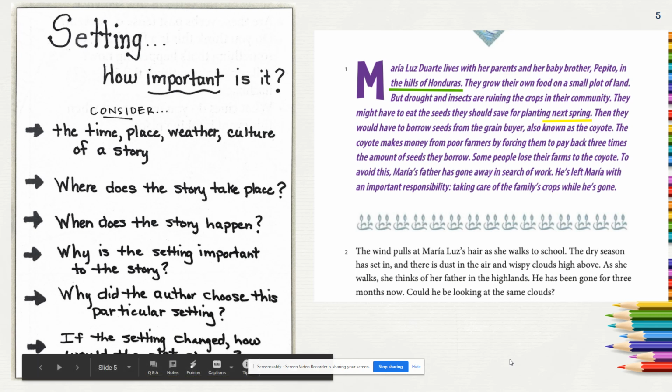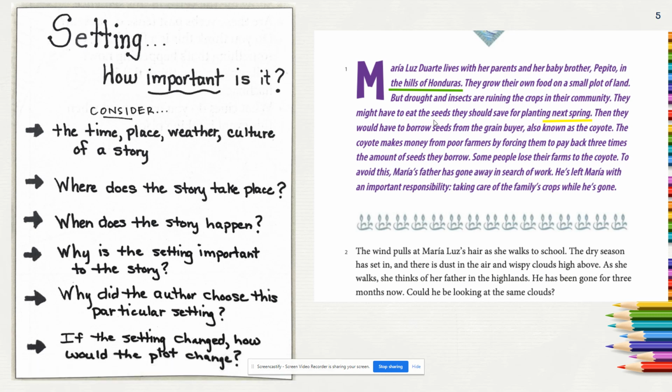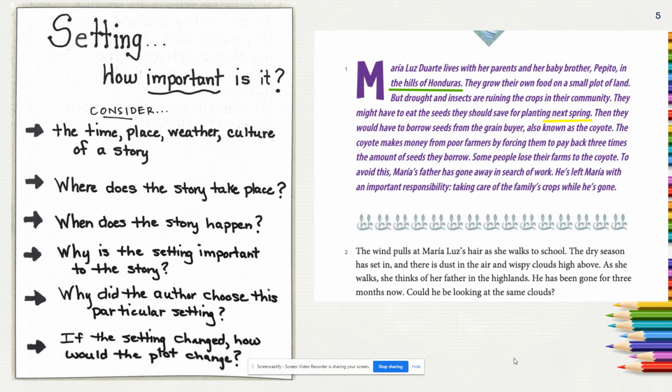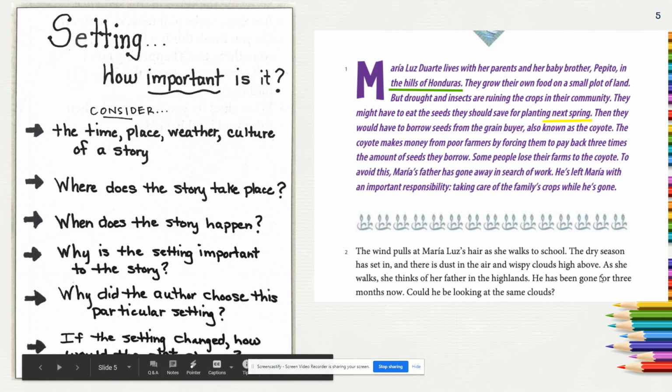When does the story take place? Well, if you notice from the story, we read that they might have to eat the seeds they should be saving for planting next spring. We also know that Maria Luz is in school right now. So it could be the fall, or the fall turning to winter, but it does say that it's a dry season right now.